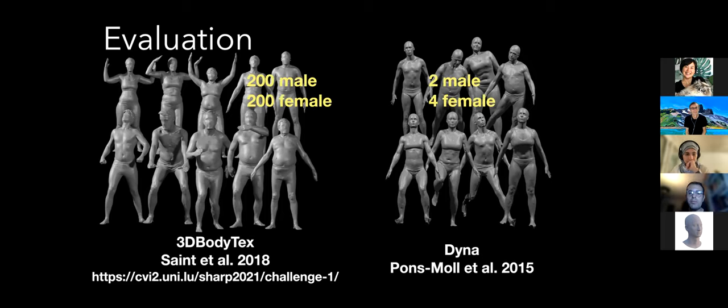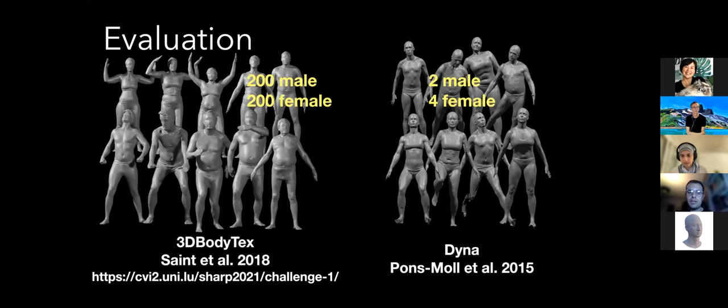So we use 3D body text because it offers a large number of body shapes, unlike the original Dyna data set that we used. We had 2 males and 4 females. For 3D body text, we had a lot more subjects: 200 male and 200 female, each doing 2 poses. So this data had a lot more body shapes.